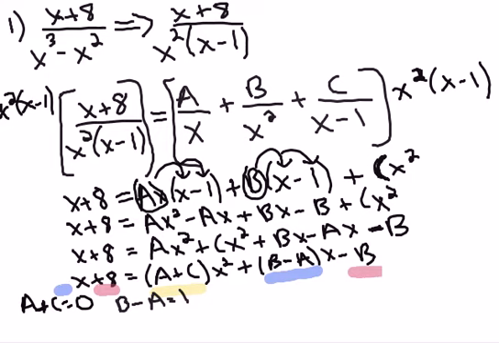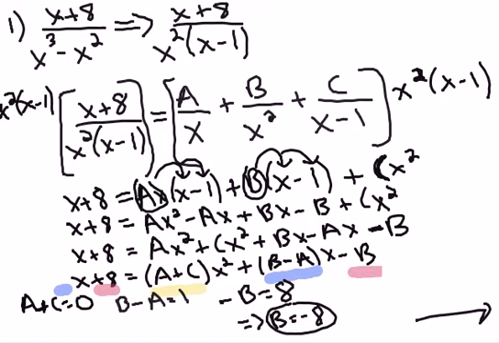In other words, we have negative b equals 8. Okay, so right away you can see that b equals negative 8. So there's one of our constants. Okay, and I'm going to finish this problem on the next page, so we'll just draw an arrow here. So we have a plus c equals 0, b minus a equals 1.